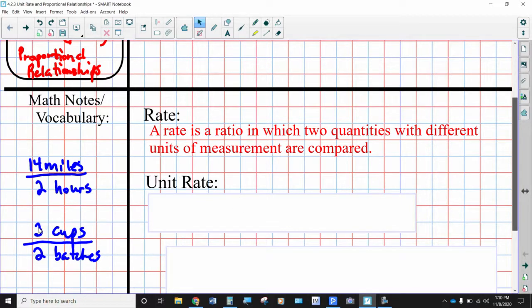Or you could have where you have cups, 3 cups in 2 batches. So how many cups would be each batch? That, once again, is the unit rate. So let's go ahead and get to the unit rate.